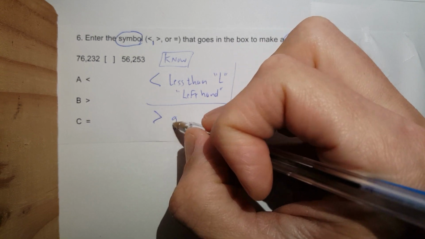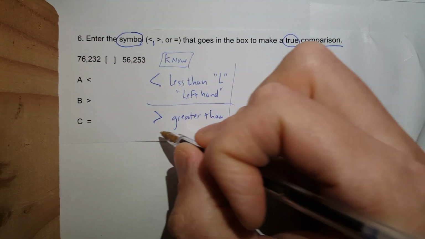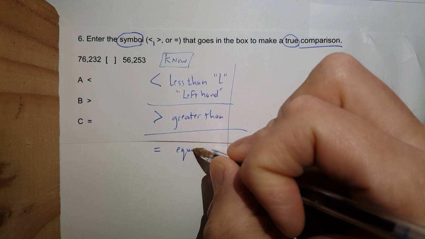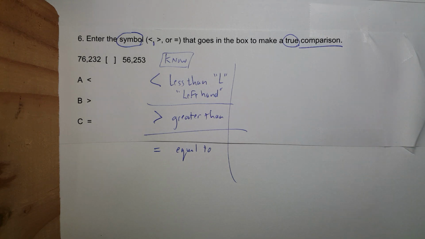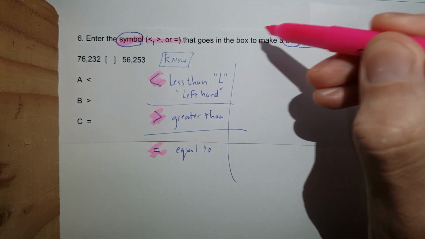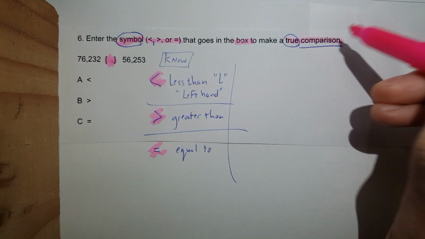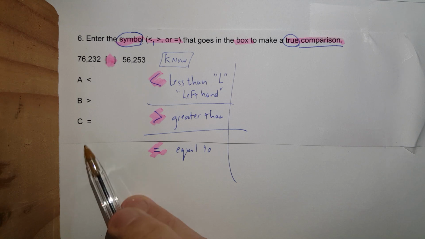This one is greater than, and this one is equal to, okay? Keywords for this one are symbols, which we just covered, box, which is this right here, and then true comparison. Okay, so you have 3 choices.